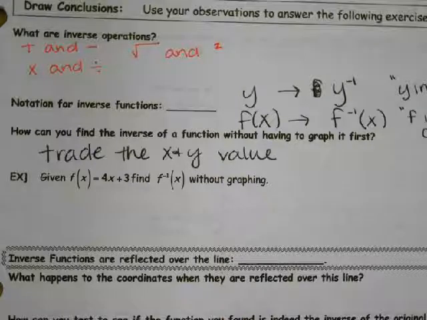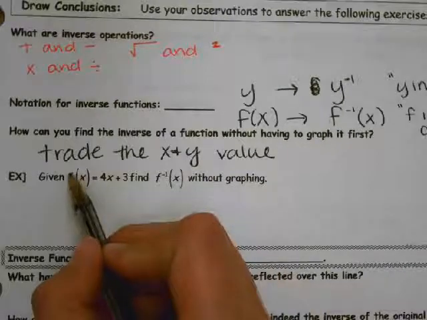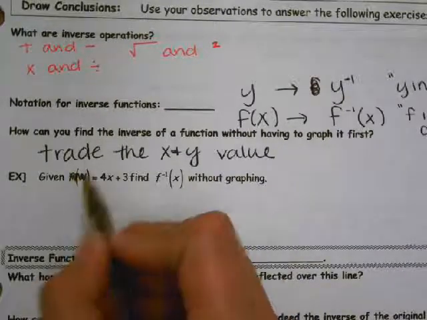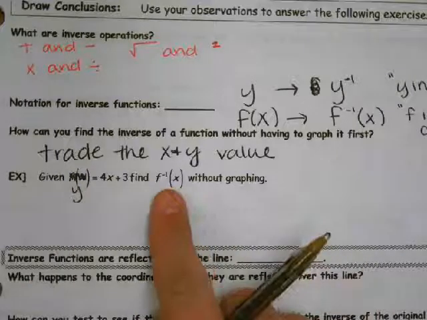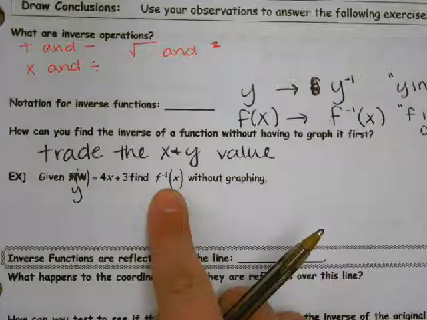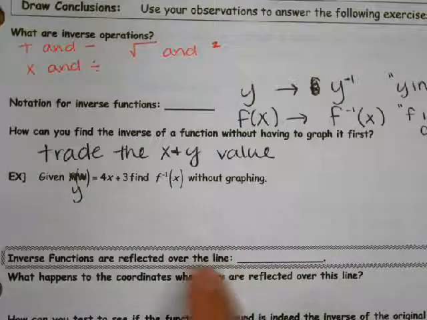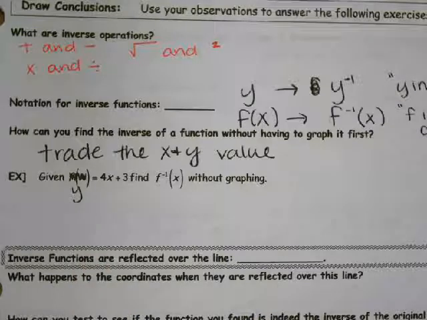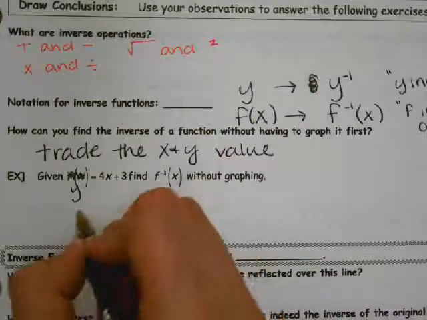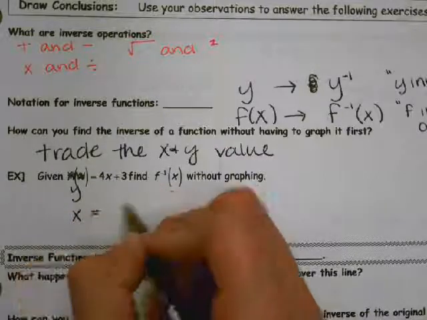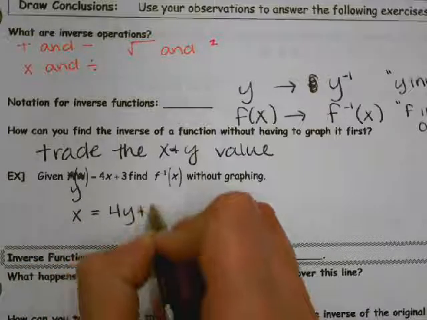So for me to do that, I'm going to go ahead and scribble out this f of x, and I'm just going to say that's the y coordinate. I know that my final answer should have this inverse notation, but it's easier for me to trade x and y if I actually have a y in the problem. So I'm going to go ahead and write y right there. So my first step to be able to make this an inverse is to trade the x and the y. So I'm going to say I have x equals 4y plus 3.